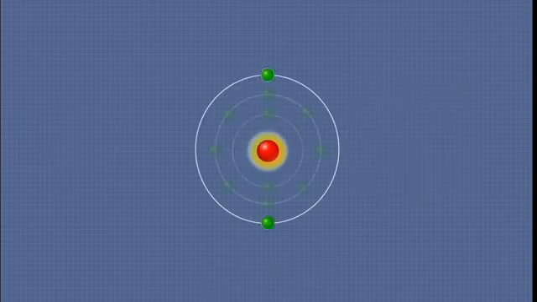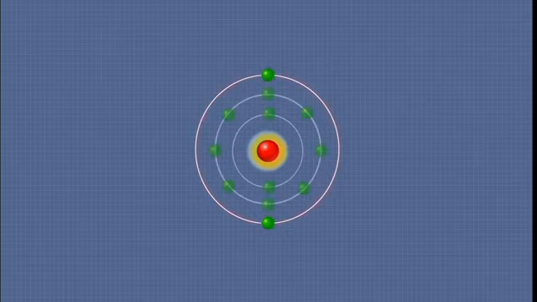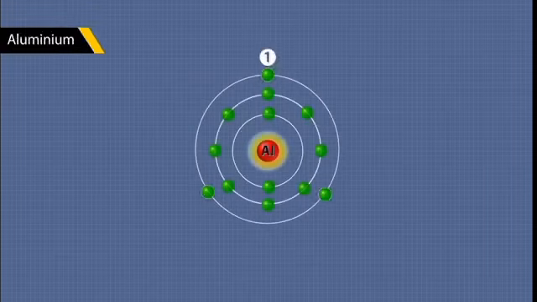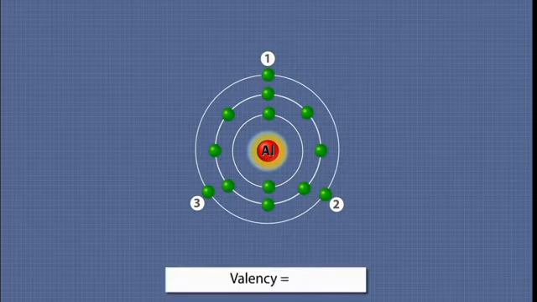If an atom contains less than 4 electrons in its outermost shell, the valency of an atom is equal to the number of electrons present in the valence shell. For example, aluminium has 3 electrons in its outermost shell. So the valency of aluminium is 3.